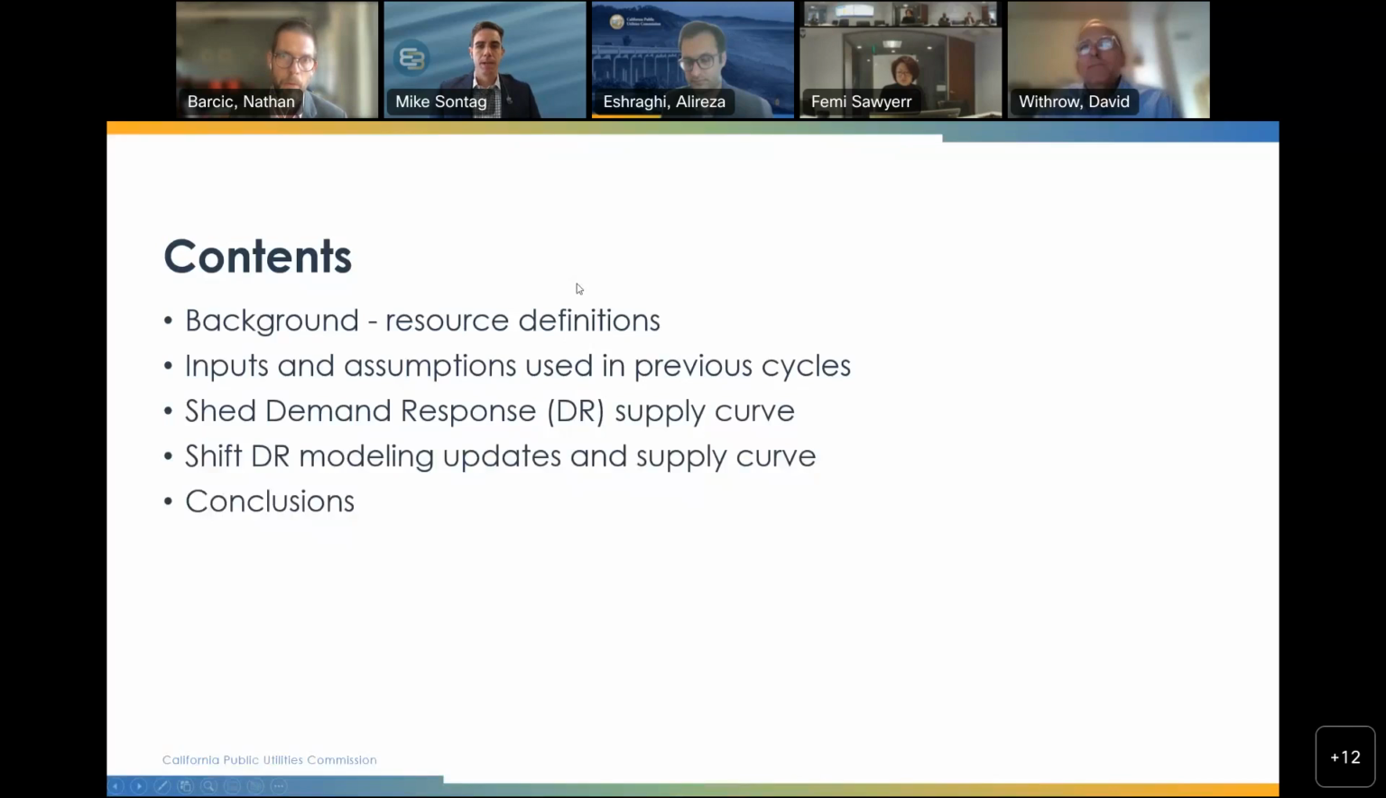So I've got 10 minutes to talk here. Just a quick rundown of what I'll cover. I'm going to talk about some resource definitions. I'll talk about what we've assumed in previous cycles and what we're changing that to in this cycle. We'll look at the shed demand response supply curve. We have some modeling updates for shift demand response and a corresponding supply curve, and then have some brief conclusions.